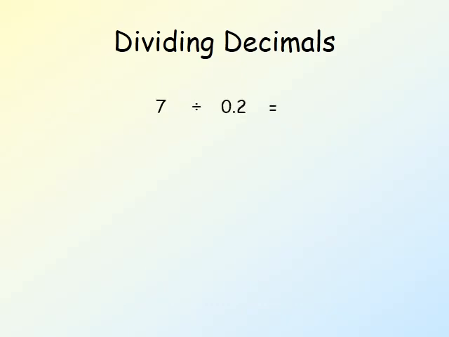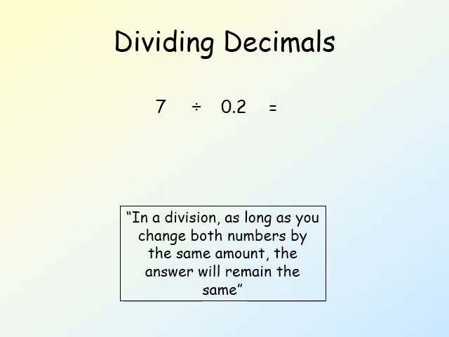Okay, so here we have a whole number divided by a decimal. The decimal is 0.2. So we look at the number that has the most decimal places. Well, there's only one here, so we must multiply that by 10. Therefore, we must do the same to the 7. So multiplying 7 by 10 is 70, and multiplying 0.2 by 10 is 2.